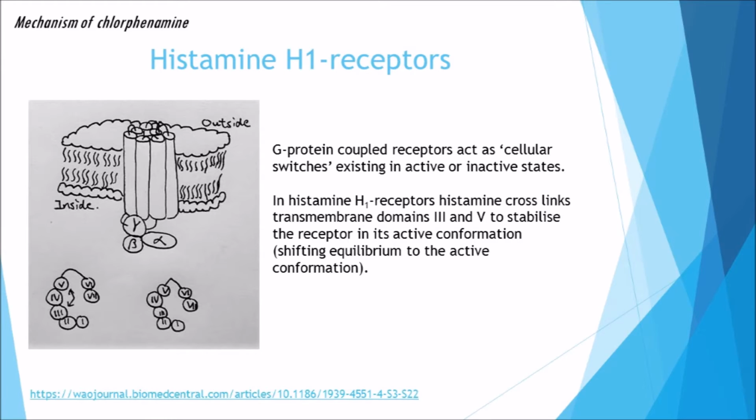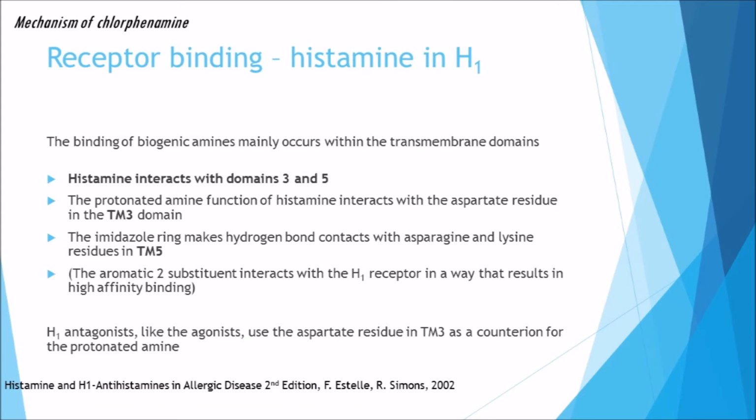As mentioned, histamine receptors are G-protein coupled receptors, meaning that they effectively act as cellular switches, which can exist in either the active or inactive state, dependent on cross-linking between different domains of the receptor. Histamine interacts with domains 3 and 5. The protonated amine interacts with aspartate residues in domain 3 and uses this as a counterion. The imidazole ring forms hydrogen bonds with asparagine and lysine residues in domain 5.